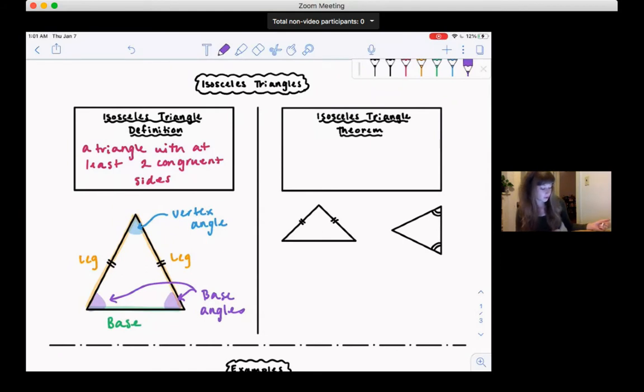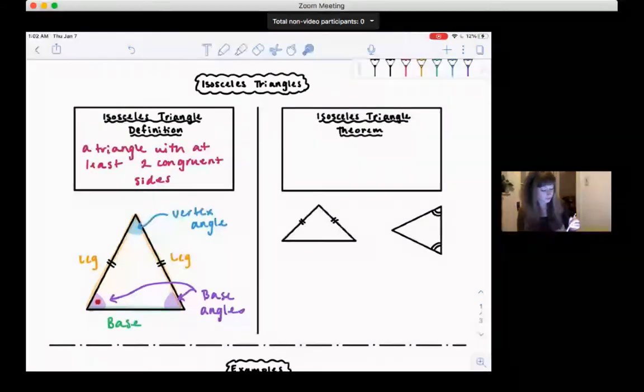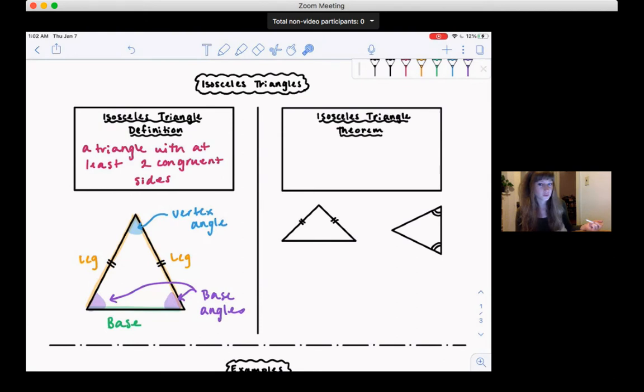All right, so just looking at this figure, you might be guessing that these two base angles look pretty much the same. And they're across from these two sides that are the same, so maybe it seems to make sense that they would be the same. And that's actually what the isosceles triangle theorem says. So the isosceles triangle theorem says that a triangle is isosceles if and only if base angles are congruent.